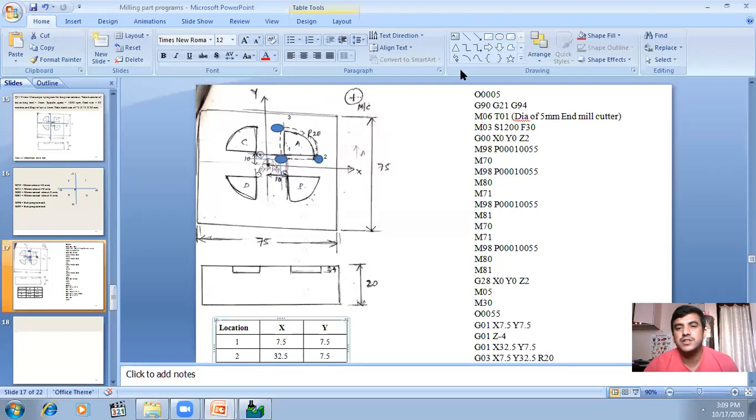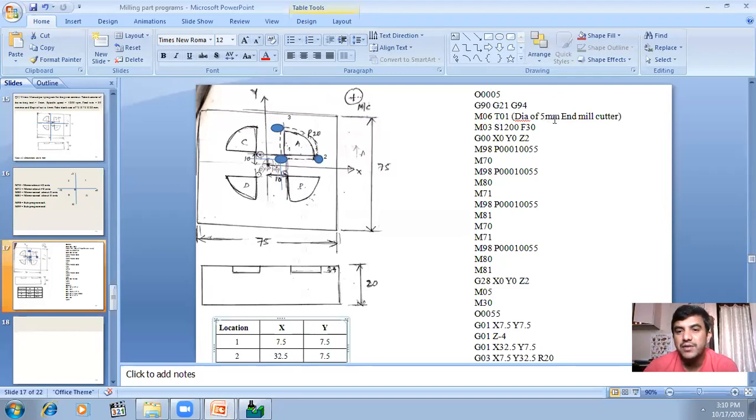So first you always start with the name of the program. You start with the letter O followed by a 4-digit number. It is the 5th program we are writing, that is O0005. This is the first line. The second line is the initial G codes. What are the initial G codes? G90, G21, G94. After this, we select the tool. That is M06, change of tool. What is the tool number here?